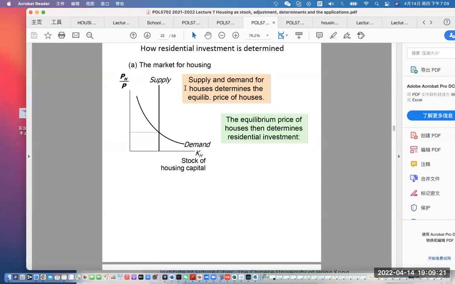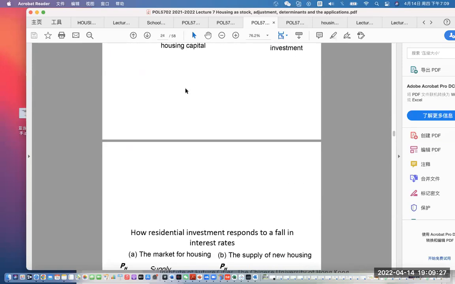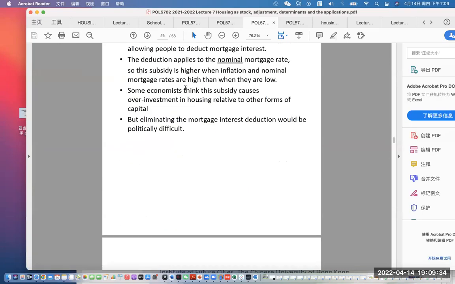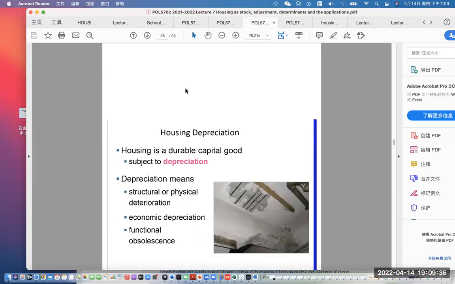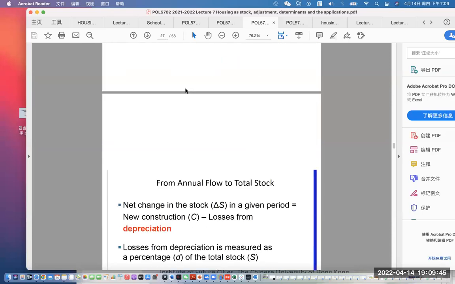And how does it determine residential investment? And how would it be determined? And what is the tax treatment of housing? And what does housing appreciation mean? Does it mean value? Because it needs a lot of maintenance, right, in the long run.